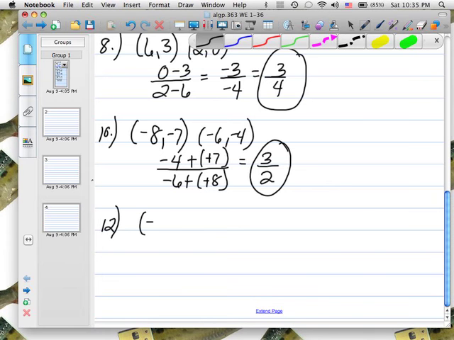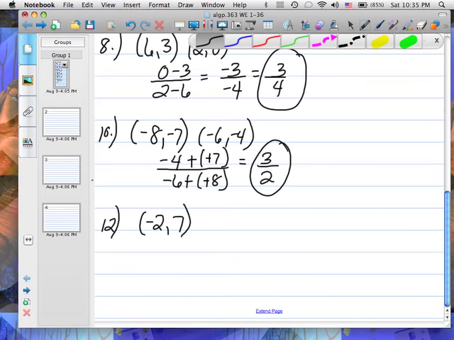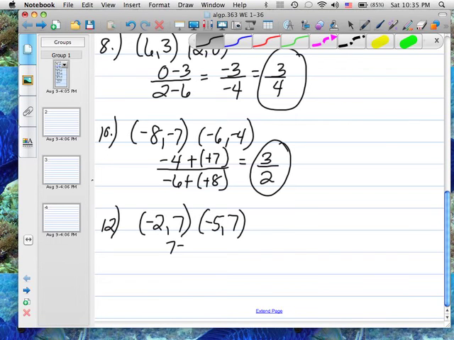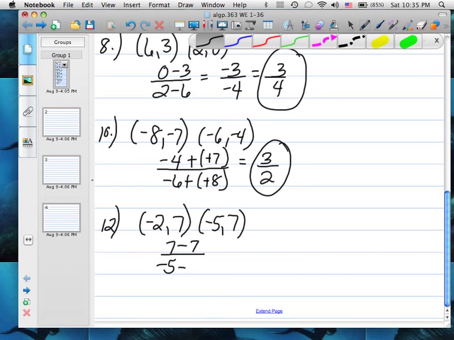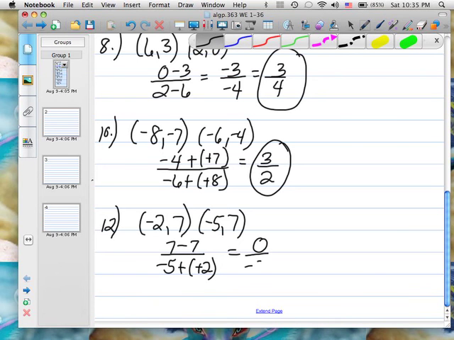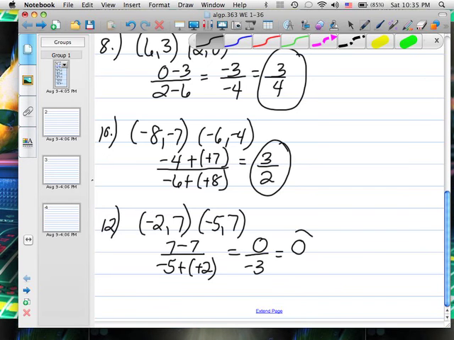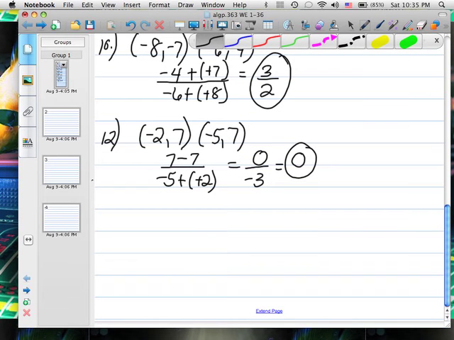12, our ordered pairs are (-2, 7) and (-5, 7). Change in y, 7 minus 7, over the change in x, -5 minus a negative 2. 7 minus 7 is 0, and that becomes -3, but 0 divided by -3 is 0. So we have a 0 slope, so it's a horizontal line.